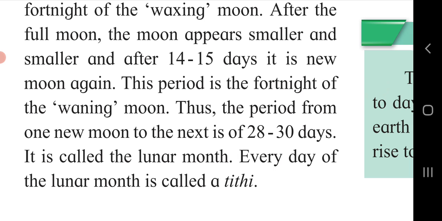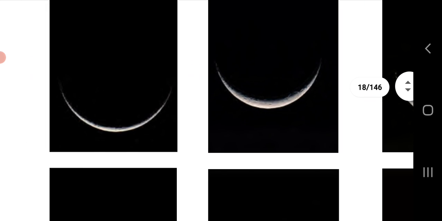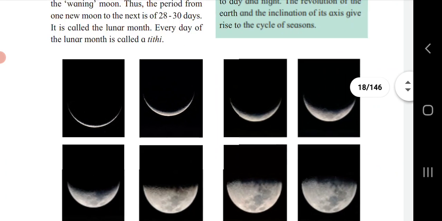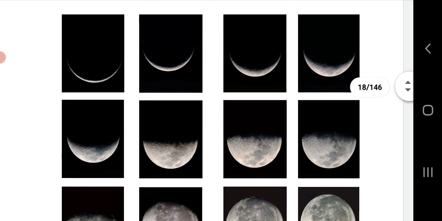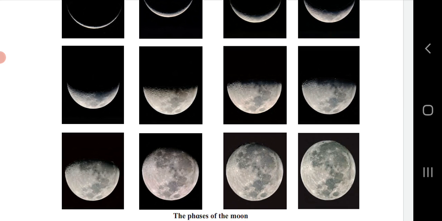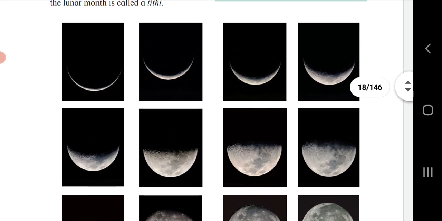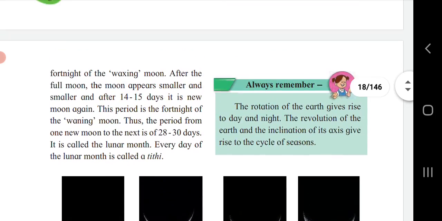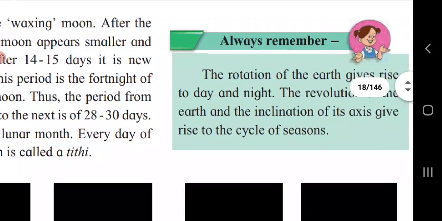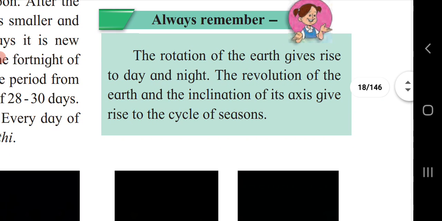So it will take 28 to 30 days for the waning moon and the waxing moon together. That is one month. That is the lunar month, or we call it a Tithi. Here you can see the crescent moon, the waning moon and the waxing moon. The waxing moon moves from downwards, and the waning moon from upwards. Always remember, the rotation of the earth gives rise to day and night. The revolution of the earth and the inclination of its axis give rise to the cycle of seasons.